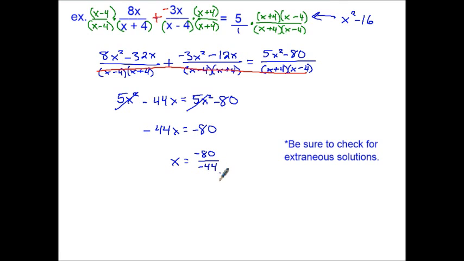Well, of course, I do want you to reduce that. The two negatives cancel out, and then I can divide the whole thing by 4, and I get 20 over 11. Okay, I got a little ahead of myself there.